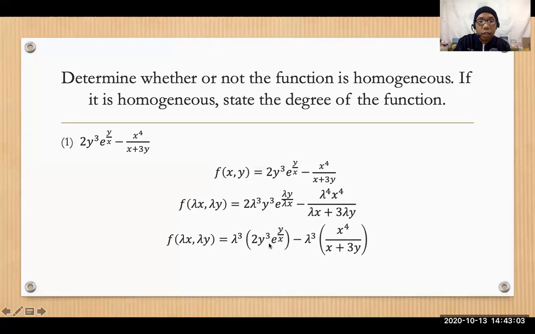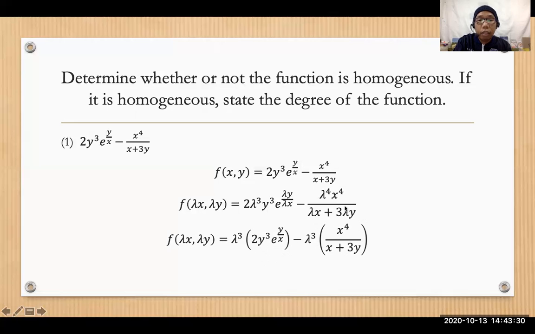So as you can see here, we can factor out lambda cubed. And in this exponential function, you can cancel lambda, right? Because lambda y over lambda x. So just think of lambda as another variable being introduced here. So you can just cancel lambda and you have e raised to y over x. That's why we have lambda cubed in the first term. So we put a grouping symbol here.